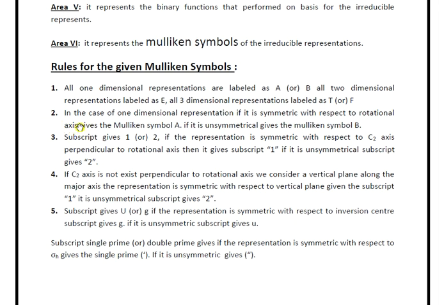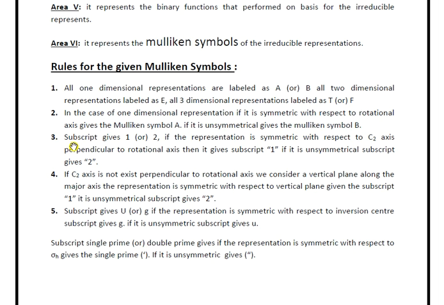Next, rule 2. In the case of a one-dimensional representation, if it is symmetric with respect to the rotational axis, it gives the Mulliken symbol A. If it is unsymmetrical, it gives Mulliken symbol B. That means A and B are both one-dimensional. A is symmetric with respect to the axis. B is unsymmetrical with respect to the principal axis.